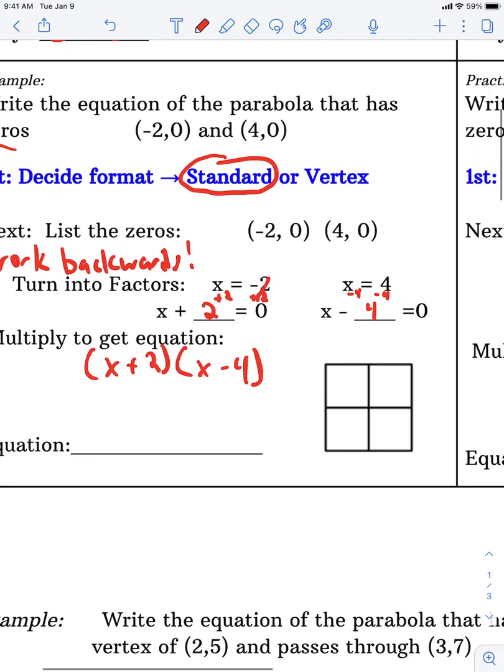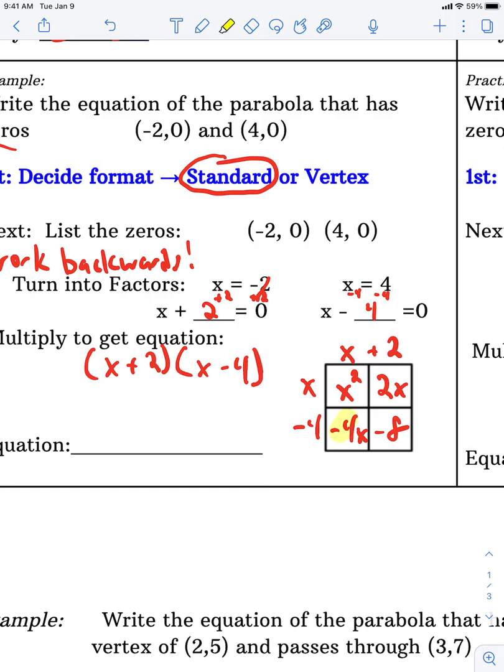Then you can use whatever method you like. Remember double distribution. You could use FOIL. You could use the box. There's a box over here, so I'll use it to multiply those two together to get the equation. Think about all those things that you've learned. So x plus 2, x minus 4. x times x is x squared. x times 2 is 2x. -4 times x is -4x. And -4 times 2 is -8.